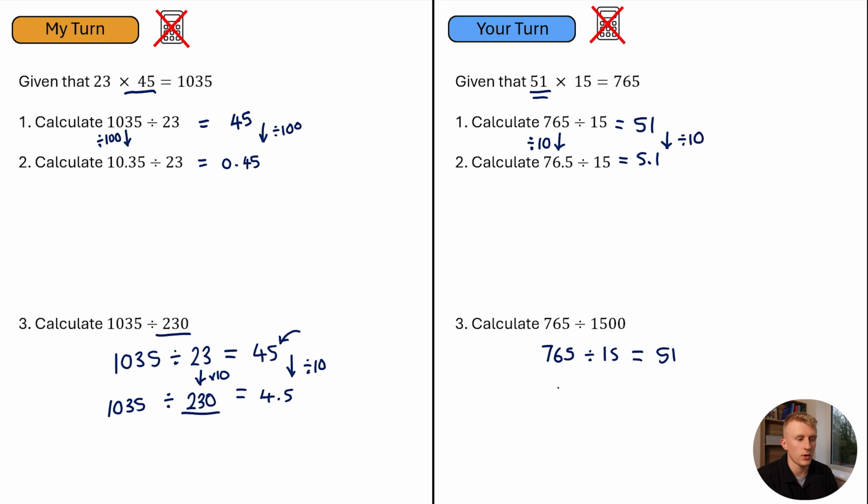Let's look at the third example where the number we're dividing by has been changed. So calculate 765 divided by 1,500. We'll use our related calculation, 765 divided by 15. So we've multiplied the number we're dividing by 100. In other words, we're splitting it into 100 times more groups, which means there's going to be 100 times less in each group. 51 divided by 100 is 0.51.